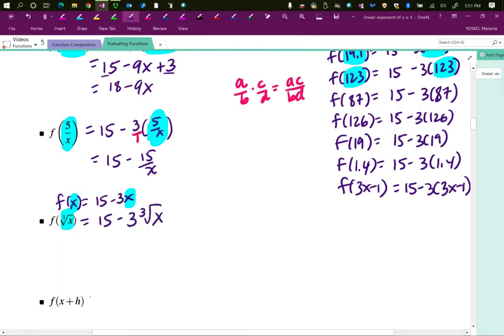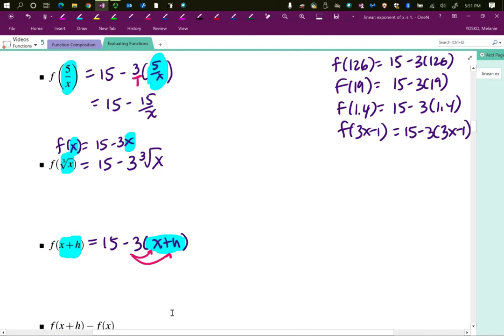Oh, look, f of x plus h. So we're going to replace that x with x plus h. So this is 15 minus 3 times x plus h. That makes sense? 15 minus 3 times the new input. Let's clean this up. We can distribute that negative 3 to both pieces here. So we end up with 15 minus 3x minus 3h.